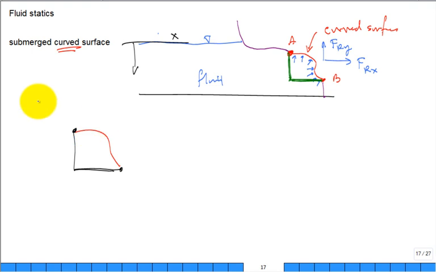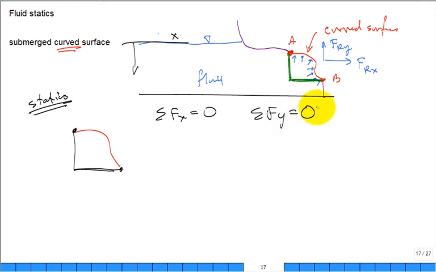And I go back to statics. And what do I know is true about that entity, that little section, which is the focus of the study? What do I know about it? It's in equilibrium. So I know that the sum of the forces in the x direction must equal zero, and the sum of the forces in the y direction must equal zero.